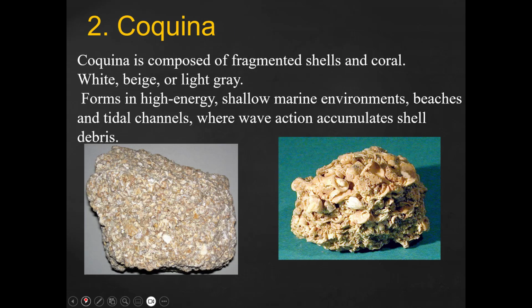The coquina is the next one. Now, the coquina, on the other hand, compared to the oolitic limestone, is composed of fragments: shell fragments, basically shell, coral, whatever is in the shallow marine environment, and it also has a beige or light gray color.